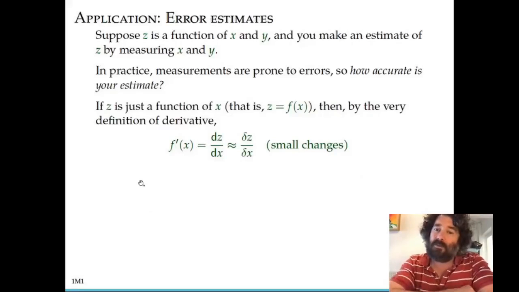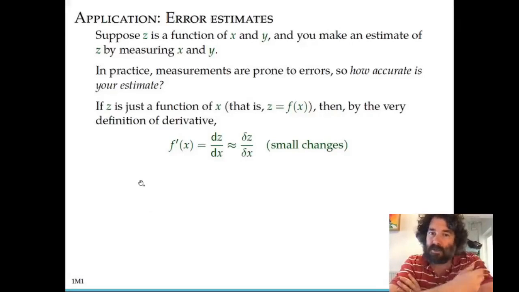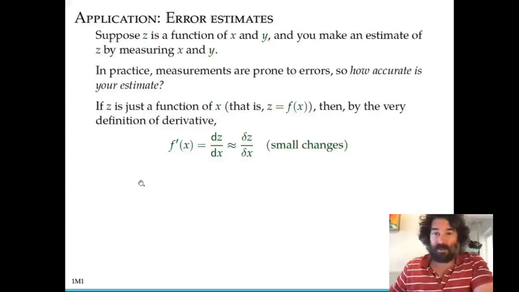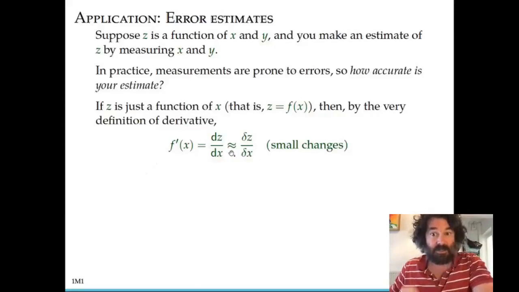Okay, so we'll first think about this when z is only a function of one variable, x. Then we'll have a natural extension to the case when z is a function of two variables. So suppose z only depends on x, and then we have this approximation. This is actually just a different version of the linear approximation I discussed in the previous video.